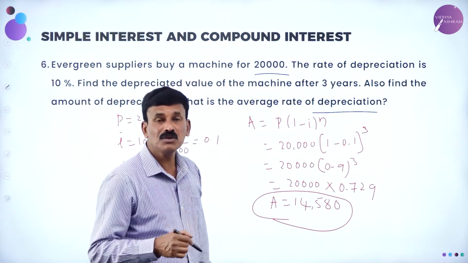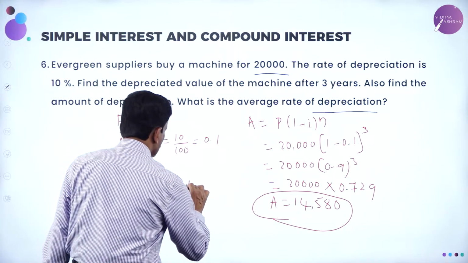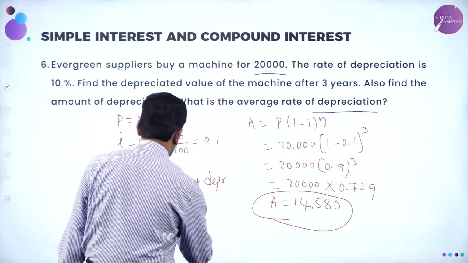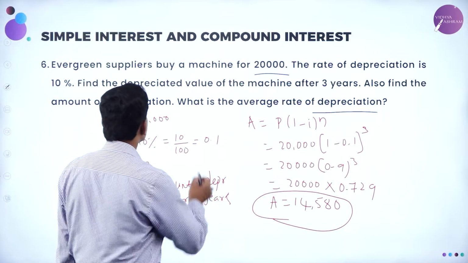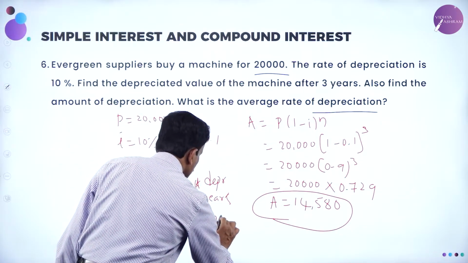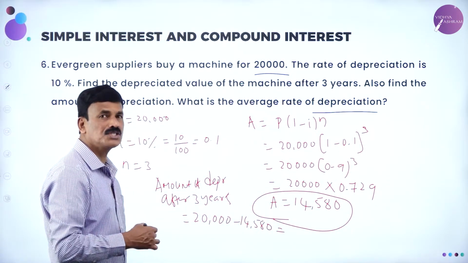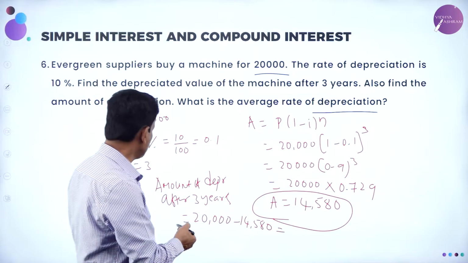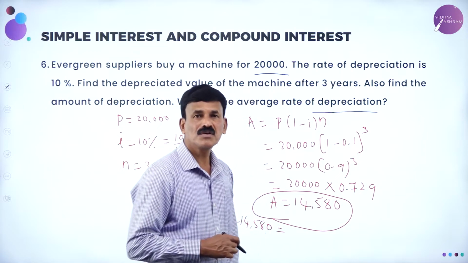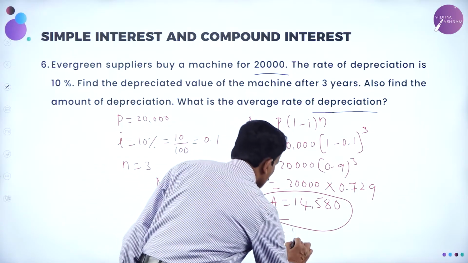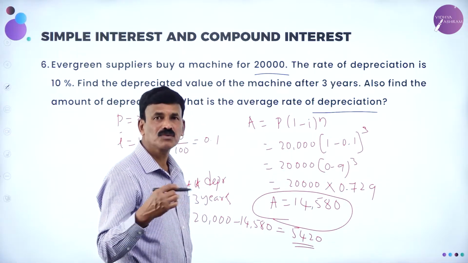Okay. Calculate the amount of depreciation after 3 years. Therefore, the amount of depreciation after 3 years is equal to 20,000 minus 14,580. The difference between these two will give the amount of depreciation. What is 20,000 minus 14,580? That is 5,420 rupees. That's it. This is the amount of depreciation after 3 years.